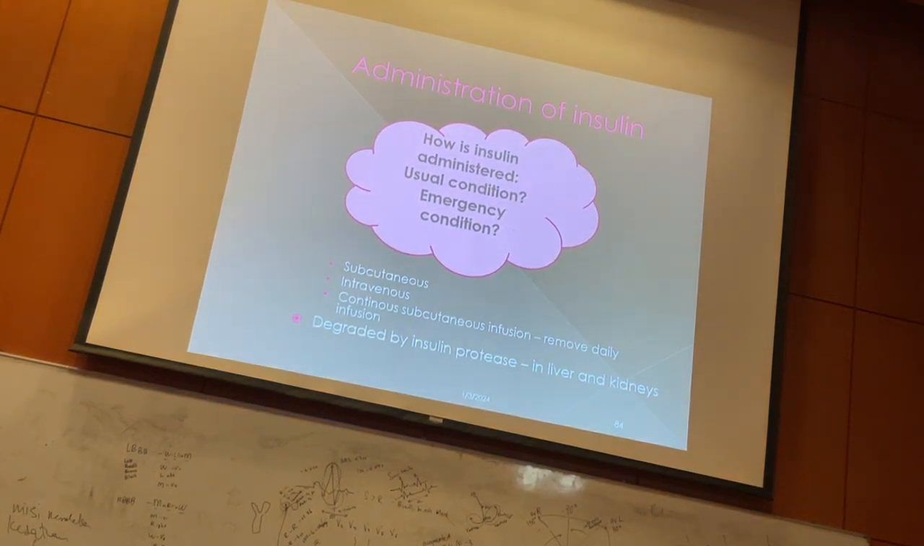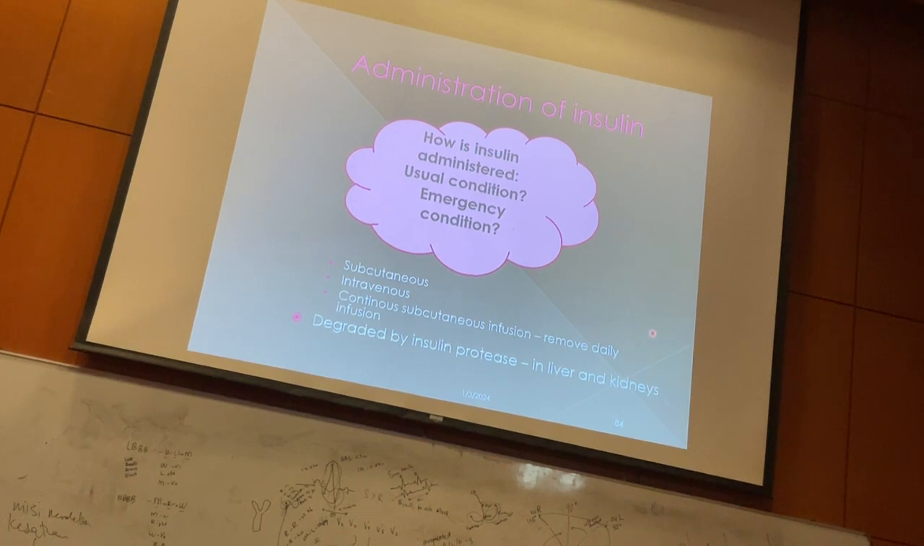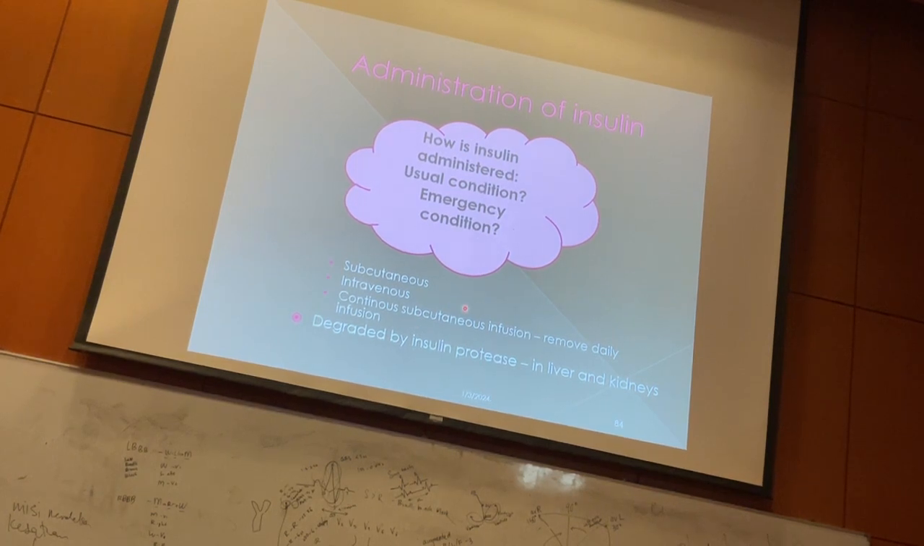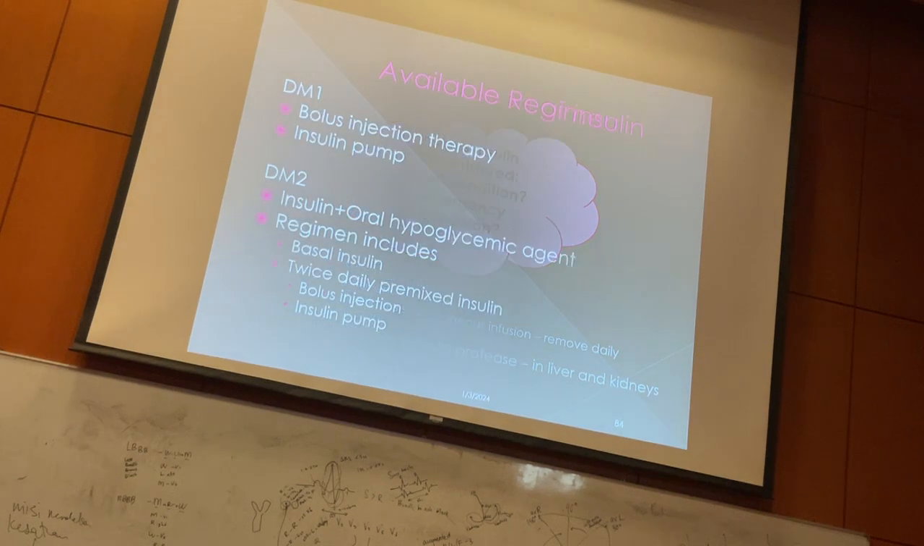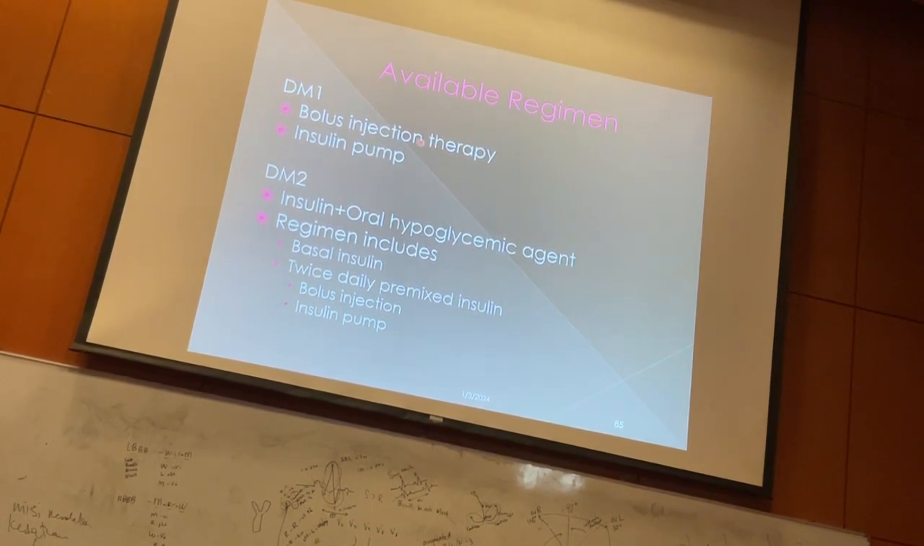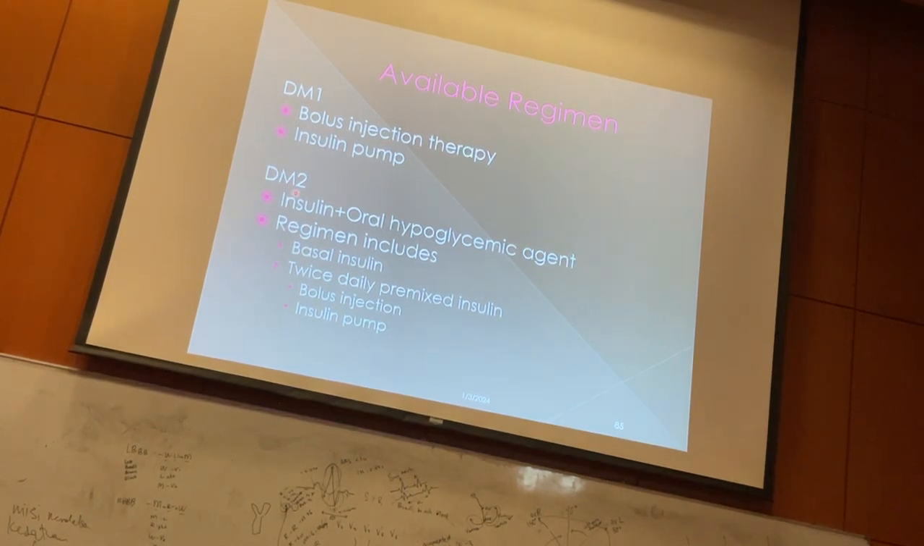So how it is being administered? So you have to know how insulin is being administered in usual condition, in emergency condition. Okay, subcutaneous or intravenous or continuous subcutaneous infusion. Okay, so all 3 is correct, but depending in which condition. Okay, so insulin is actually degraded by insulin protease in the liver and the kidneys. Okay, so available regimen, you have bolus injection therapy or insulin pump, and then in diabetic, that is diabetic type 1. Diabetic type 2 is insulin plus oral hypoglycemic agent.